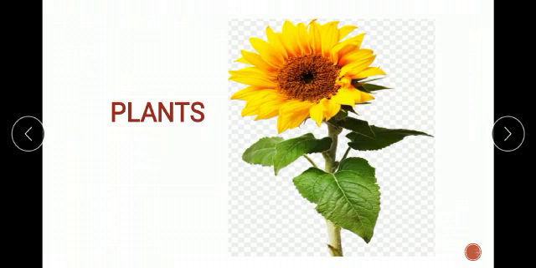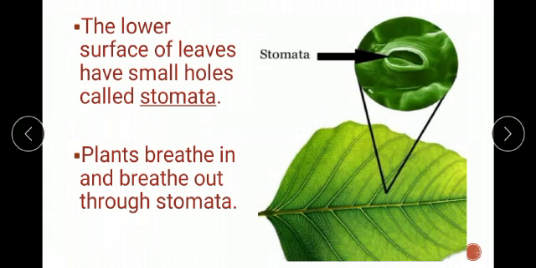Next, we have plants. As you know about the stomata, the lower surface of the leaves have small holes called stomata. Plants breathe in and breathe out through stomata. They take carbon dioxide and release oxygen through the stomata.